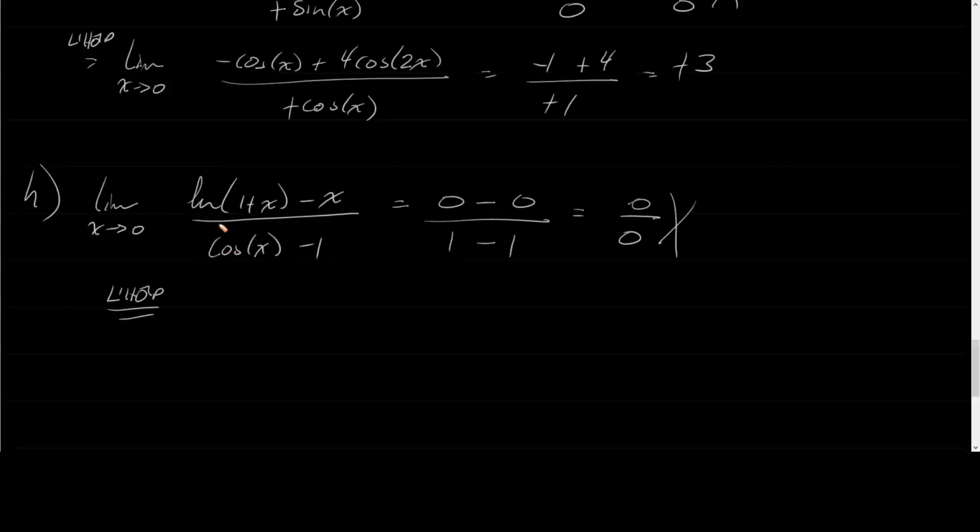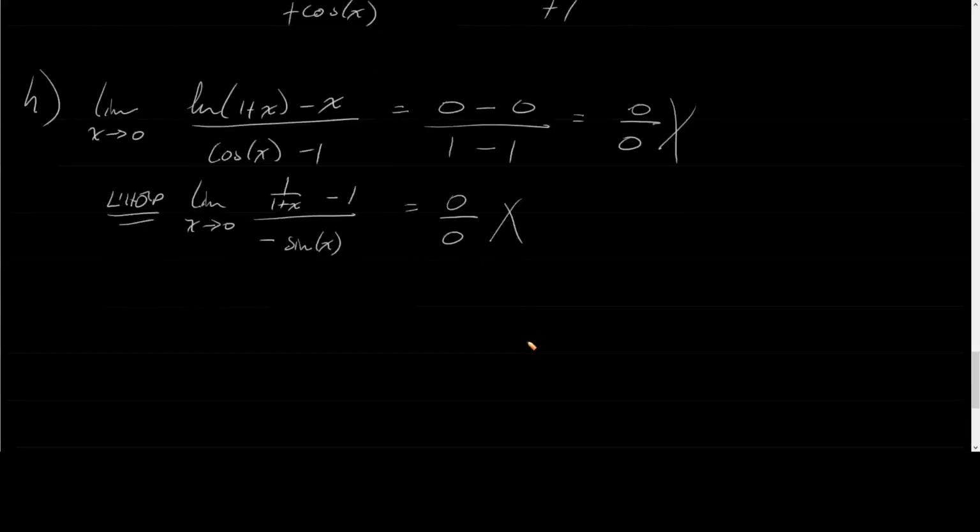And what do we end up with? Well, the limit as x goes to 0 of 1 over 1 plus x minus 1 over negative sine of x, right? All I'm doing there is applying L'Hopital's rule, which means take the derivative of the top and the derivative of the bottom. And now let's see what we get. Plug in 0. 1 plus 0 is 1. 1 over 1 is 1. 1 minus 1 is 0. Sine of 0 is 0. But it's an indeterminate form, which means apply L'Hopital's rule again.